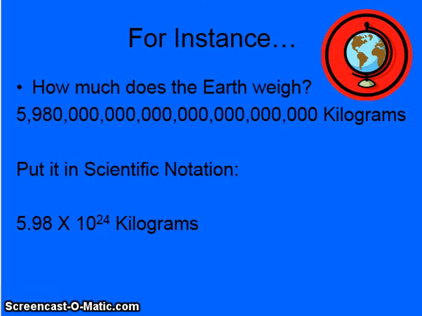For instance, if we're looking at the weight of the Earth, the Earth weighs this many kilograms. Now that is an enormous number, and having to keep track of all those zeros can get a little bit ridiculous. But if you put it in scientific notation, it's 5.98 times 10 to the 24th kilograms.